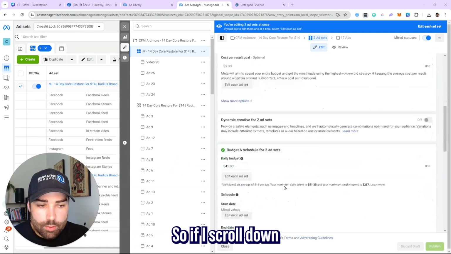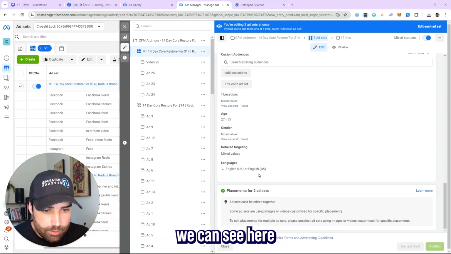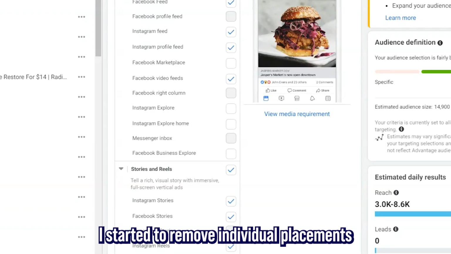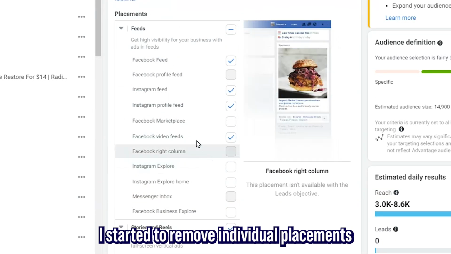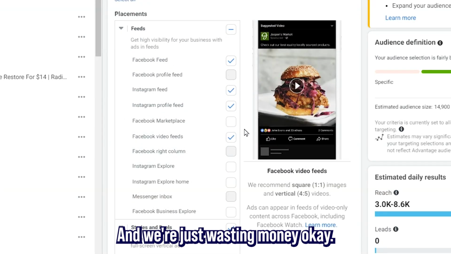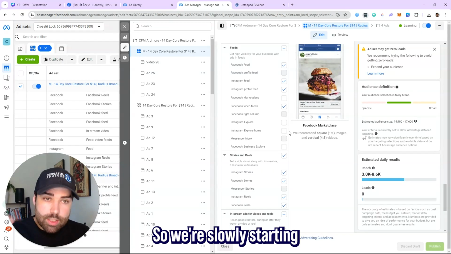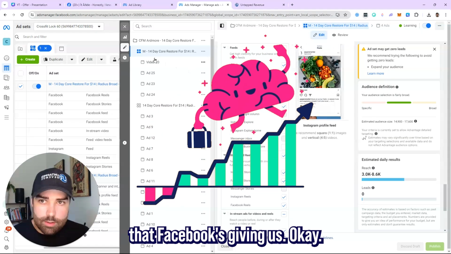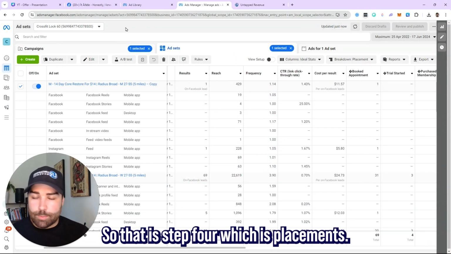Okay. So I went into the actual placement settings here and I removed those placements from the targeting. So if I scroll down, we can see here, I've selected more than one. There we go. So you can see here, I've started to remove individual placements that I knew weren't converting and were just wasting money. Okay, so we're slowly starting to incrementally improve things while using the data that Facebook's giving us. Okay, so that is step 4, which is placements.